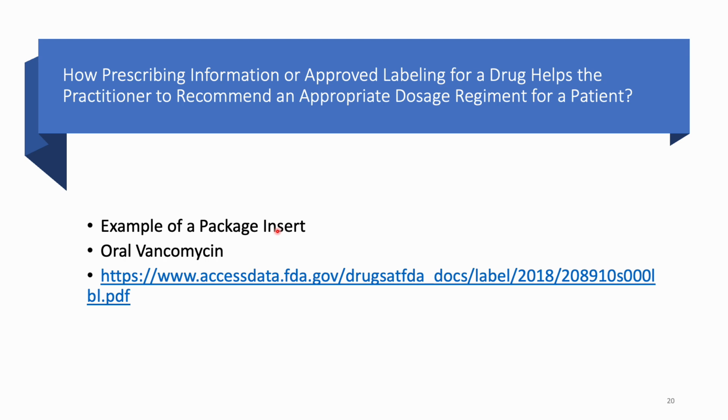How does prescribing information, or approved labeling for a drug, help the practitioner recommend an appropriate dosage regimen for a patient? Now look at the example of the package insert of oral vancomycin. You need to check out this package insert and look at the data on oral vancomycin, from the dosage form and administration to the pharmacokinetics information. Then we will discuss in class.